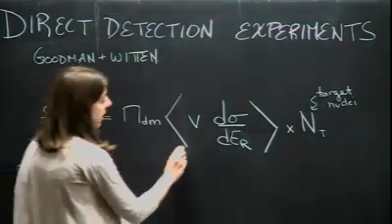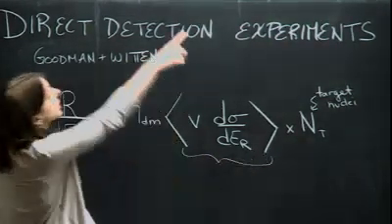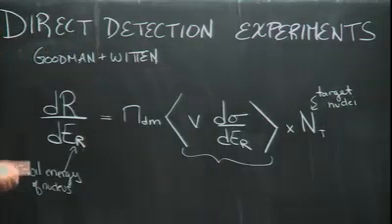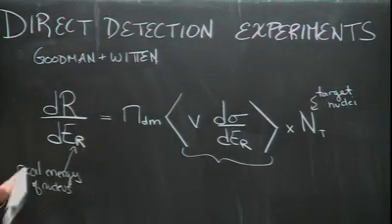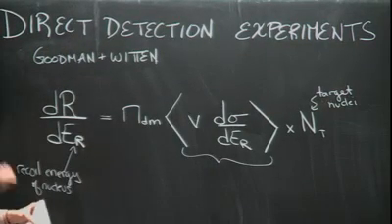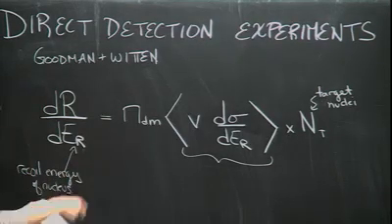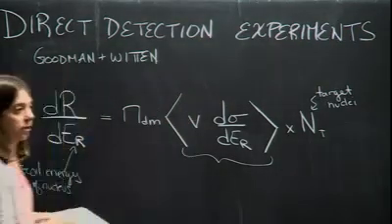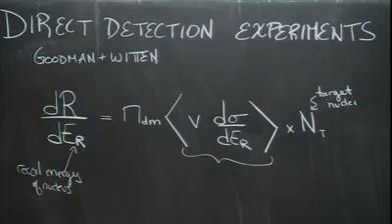So we have to do this averaging, right? Because precisely from what we determined yesterday, we know that there's some distribution for the velocities of the dark matter particles. It's not just some stream of dark matter. So we need to do this average over all the possible velocities.